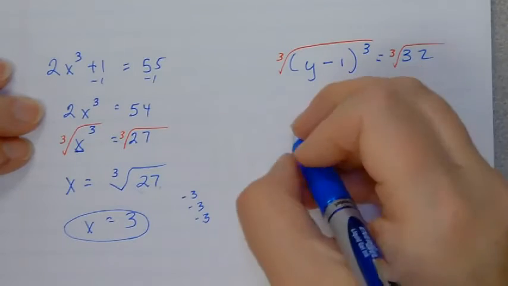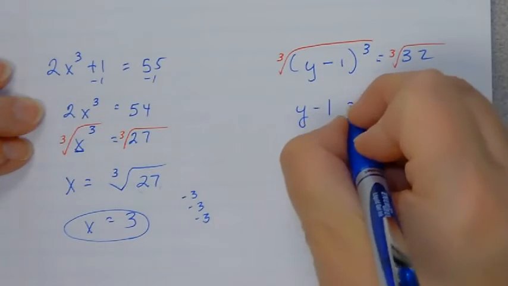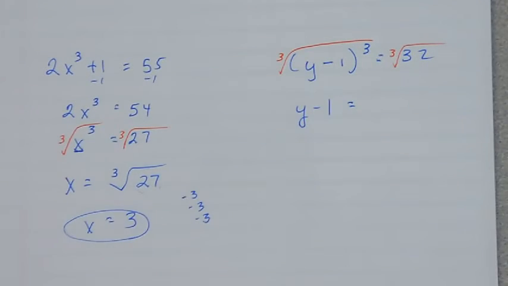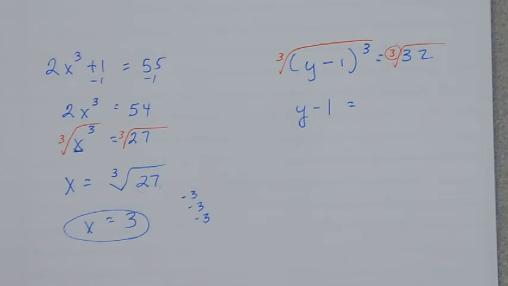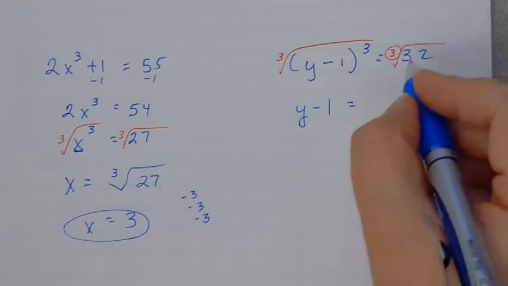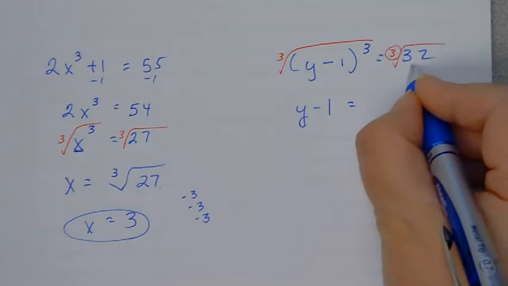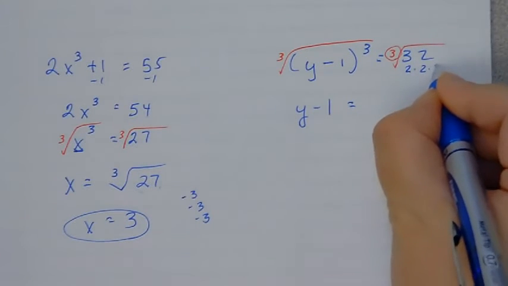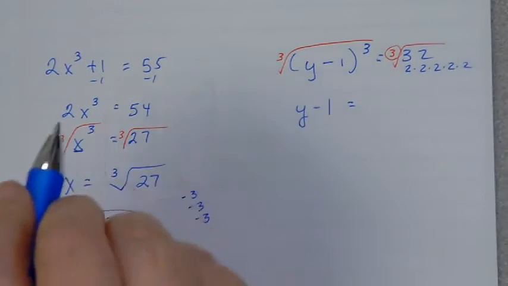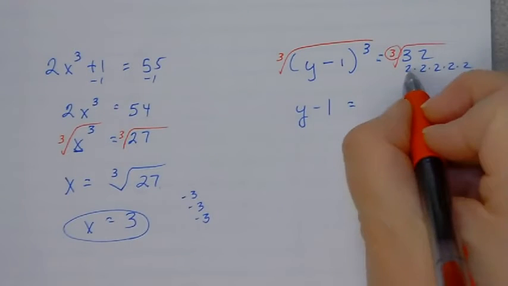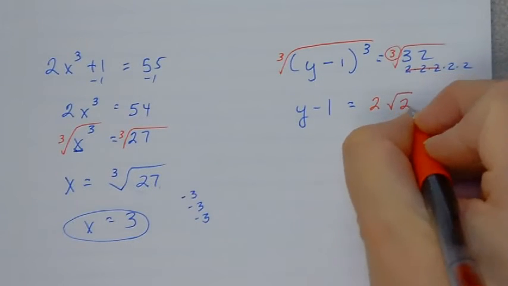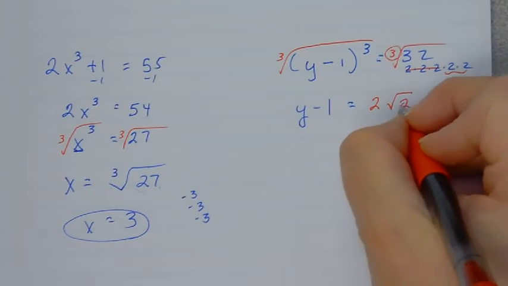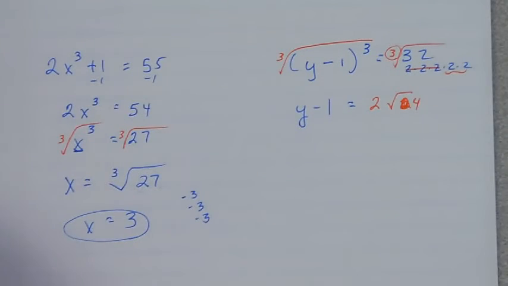So I get y minus 1 equals, and now I have to think, do I want plus or minus? And on this one I don't, because it's a cube, it's an odd number. So I'm going to try to think, what do I take times itself 3 times to get 32? And 32 is 2 times 2 times 2 times 2 times 2. So 3 of these 2's are going to make 1 2 on the outside. I have 2 left over, so really what's inside here is a 4.